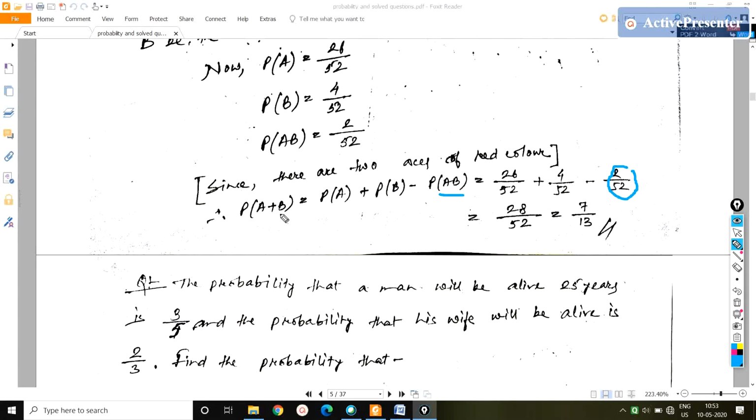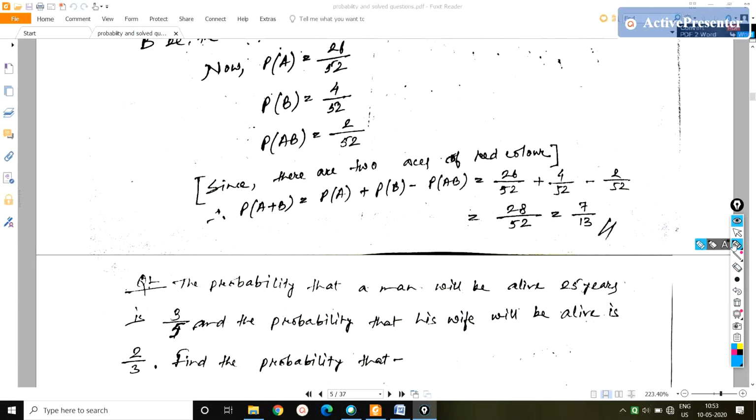So you have probability of A plus B is equal to probability of A plus probability of B minus probability of AB, which is 26 by 52, P of A, P of B, and P of AB. The result is 28 by 52. On simplification it gives you 7 by 13. Okay, so this is one more problem of our probability.